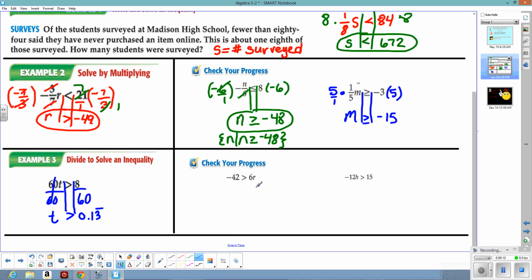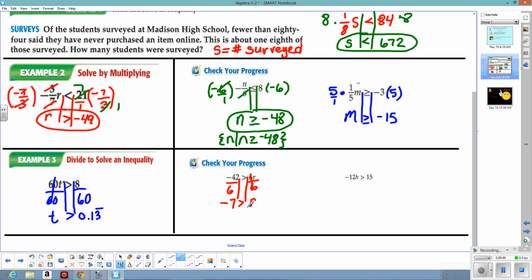You may want to pause the video and try the next couple on your own. To solve this one, to undo the multiplying by 6, you would divide by 6. Negative 42 divided by 6 is negative 7. And 6 divided by 6 is 1. 1 times r is r. And are we going to flip the symbol on this one? Nope, we're not going to, because we divided by a positive 6.